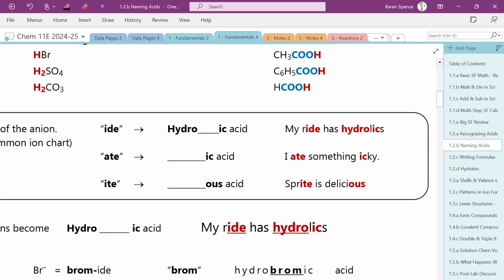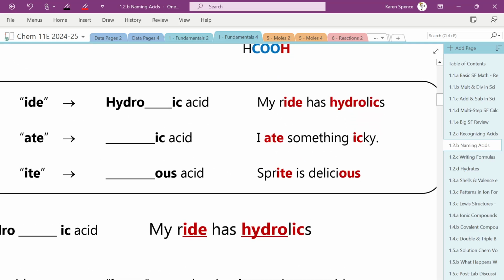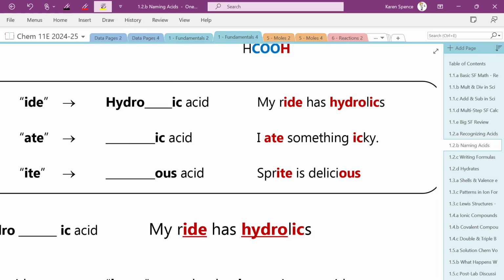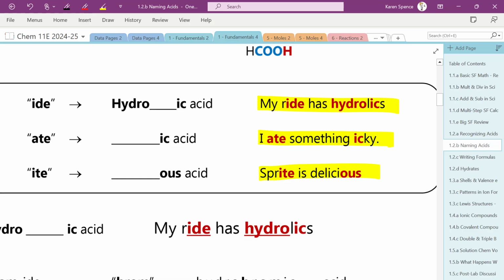And oh, look, hey, we have these right here. My ride has hydraulics. I ate something icky. This is back on page 24. And my Sprite is delicious.